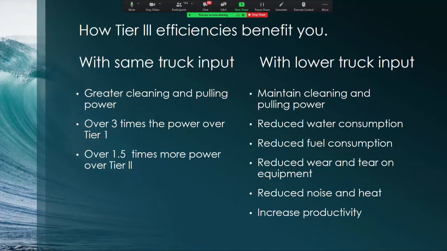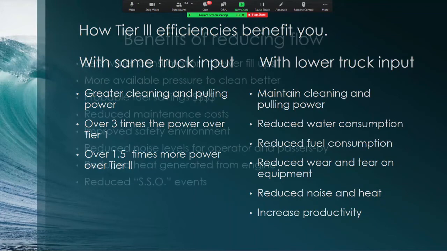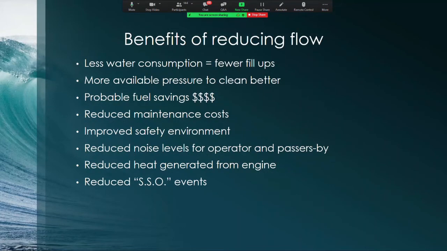If that tank of water, instead of running 12 or 15 minutes, can now run 25 or 30 minutes, that means I fill up less often. If I fill up less often, I can stay longer in the pipe. More time in the pipe will translate quite simply to more pipe cleaned in a day and faster circuits around.